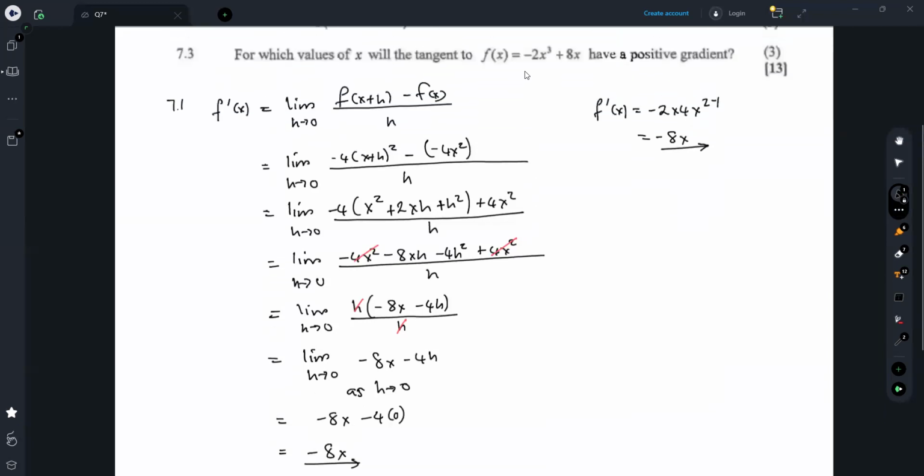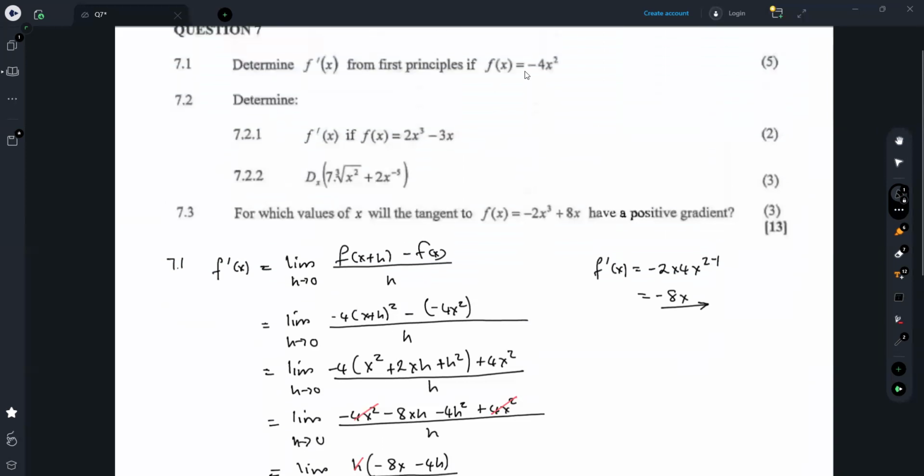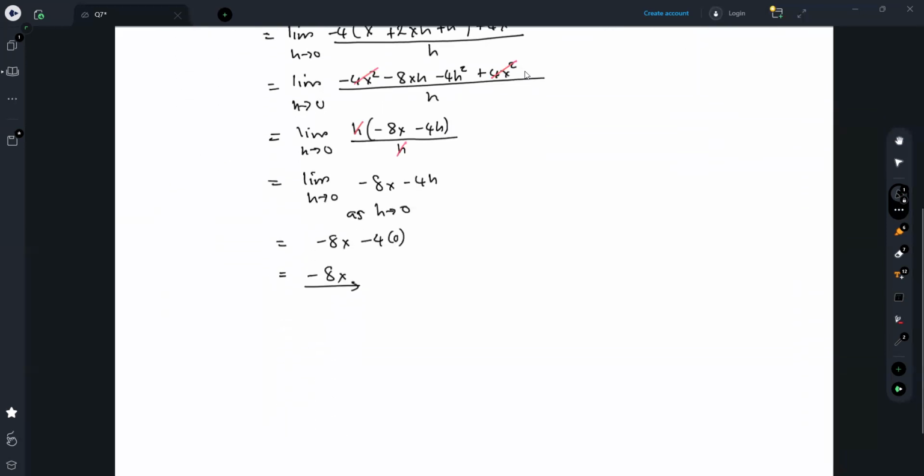Okay, so let us go on to the second one. 7.2, they're saying determine f prime of x, which is the first derivative, given that f of x is equal to 2x cubed minus 3x. So we have 7.2.1 here. I believe that is what we have here.